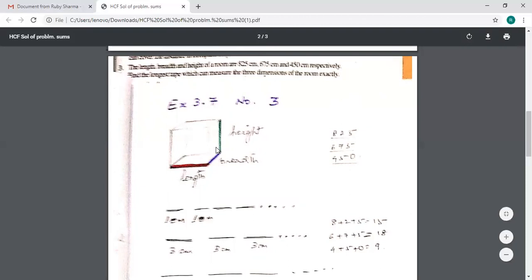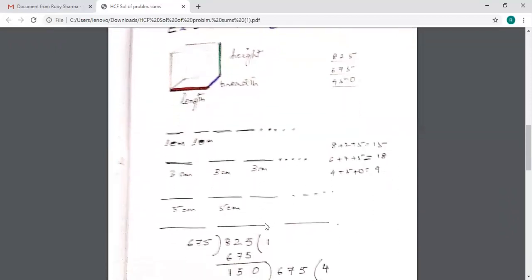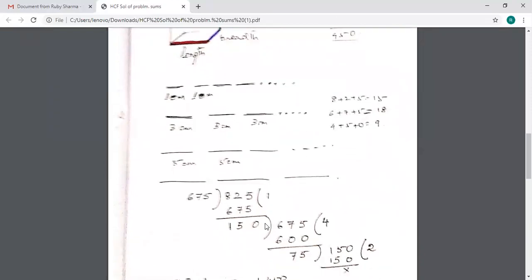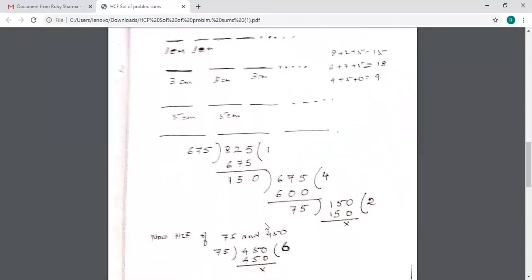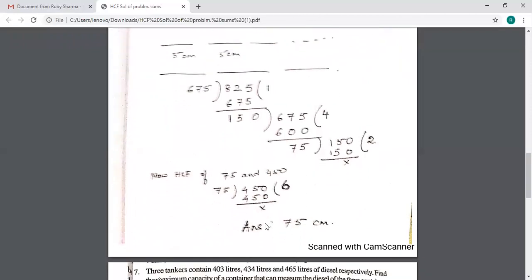Now, but they want the longest step. So it must be a common factor also, and it must be the highest common factor also, because they want the longest step. So how do you find the highest common factor? By finding the HCF. So just write a statement that the required length of the tape will be the HCF of 675, 825 and 450.